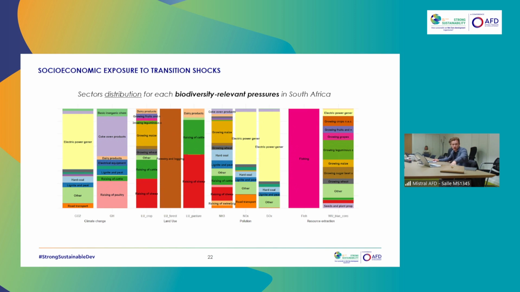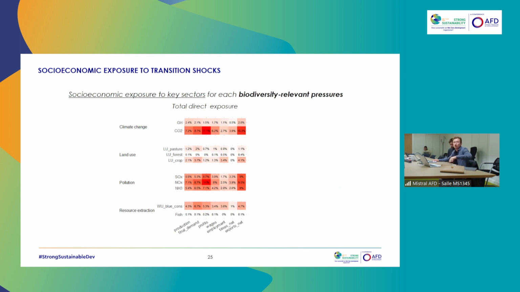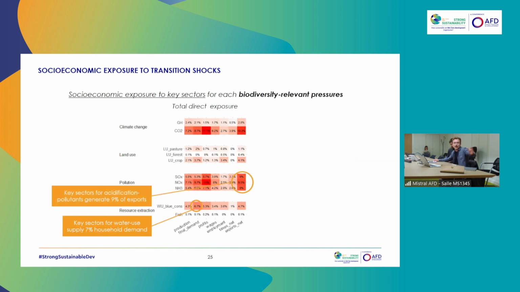We identify some case sectors for those different types of pressures. And then we assess how those case sectors locate or contain the different socioeconomic variables we are assessing. So for example, the case sector for water use contains 7% of household demand. The case sector for acidification pollution generates 9% of exports. And case sectors for cropland use, for example, employ 3.5% of jobs.